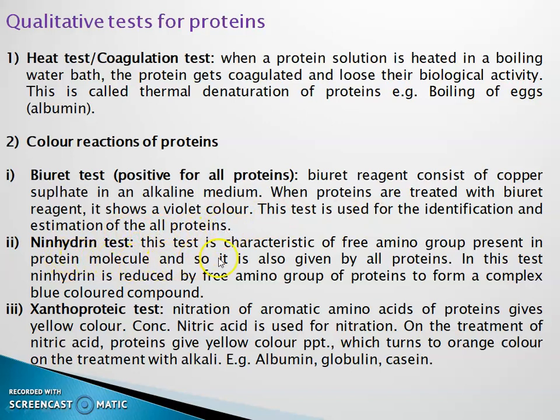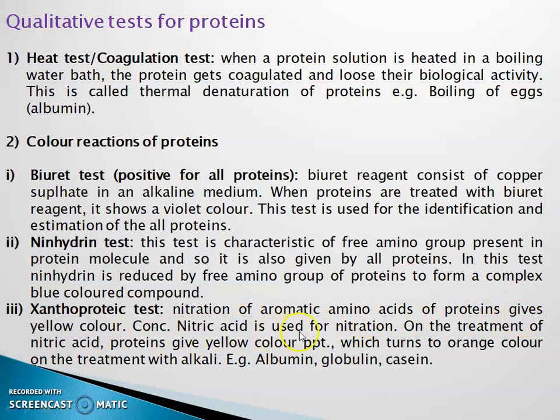Ninhydrin test. This test is characteristic of the free amino group present in the protein molecule, and so it is given by all proteins. In this test, ninhydrin is reduced by the free amino group of proteins to form a complex blue color compound.